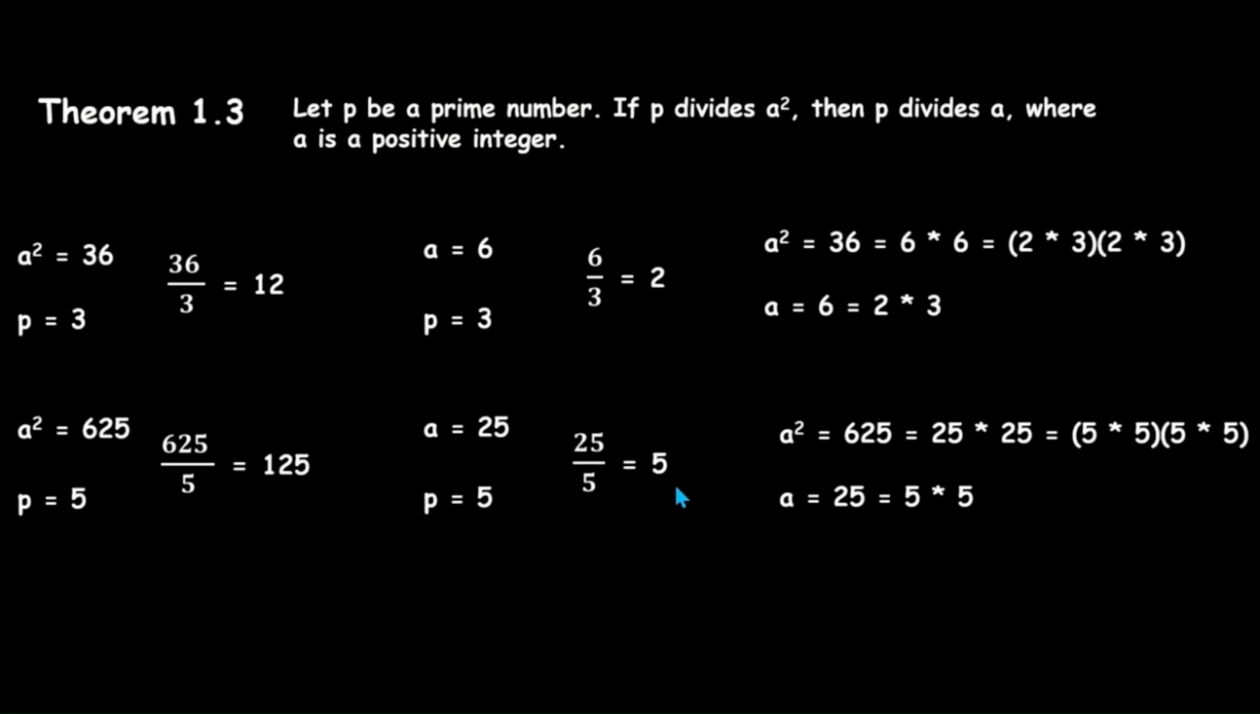So in summary, as we discussed, if a prime number p can divide some square number, it can also divide the root of a square, which is a. And this principle is used to prove the irrationality of numbers, which we are going to see now.